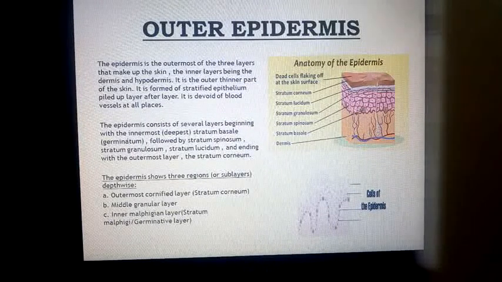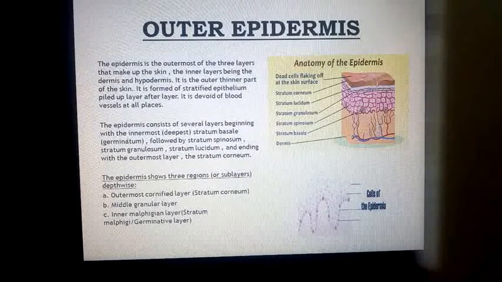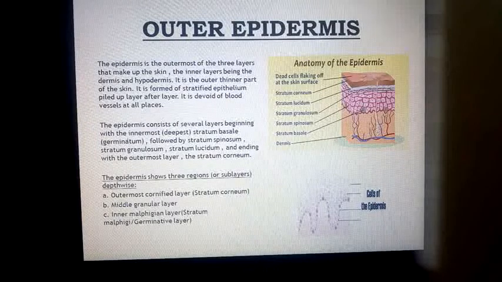Outer epidermis. The epidermis is the outermost of 3 layers that make up the skin. Got it? The inner layers being the dermis and hypodermis. The outer thinner part of the skin is made up of epidermis. So it is formed of stratified epithelium piled up layer after layer. That is why we call it stratified. You have learned this in the tissues lesson. It is devoid of blood vessels at all places. Devoid means not having.